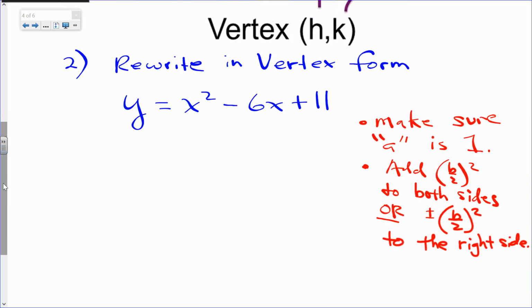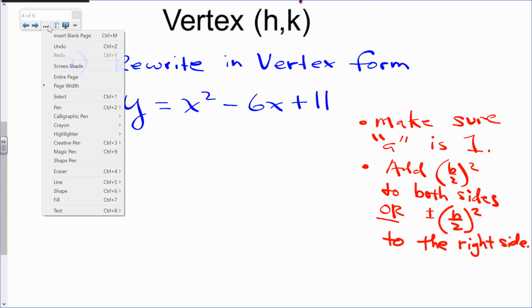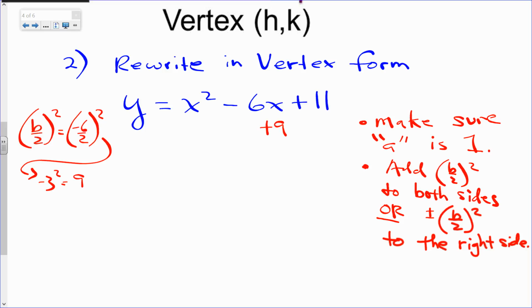Let's add b over 2 squared to both sides. So let me calculate b over 2 squared. That'll be negative 6 over 2 squared, which is negative 3 squared, positive 9. So look what I'm going to do now. I'm going to add positive 9 to both sides.